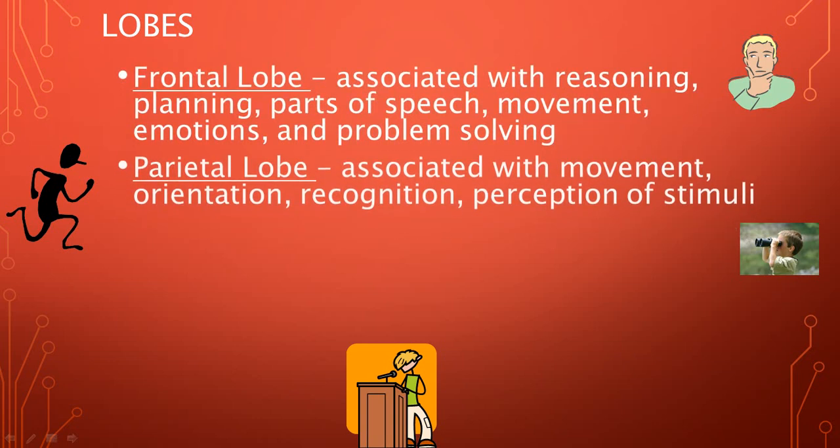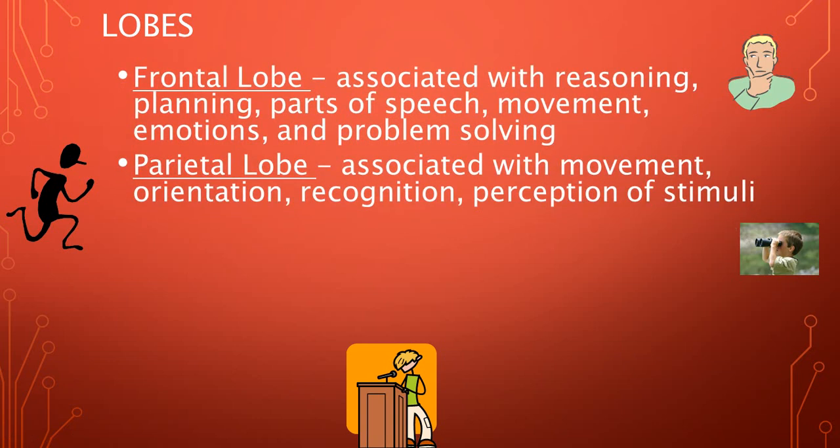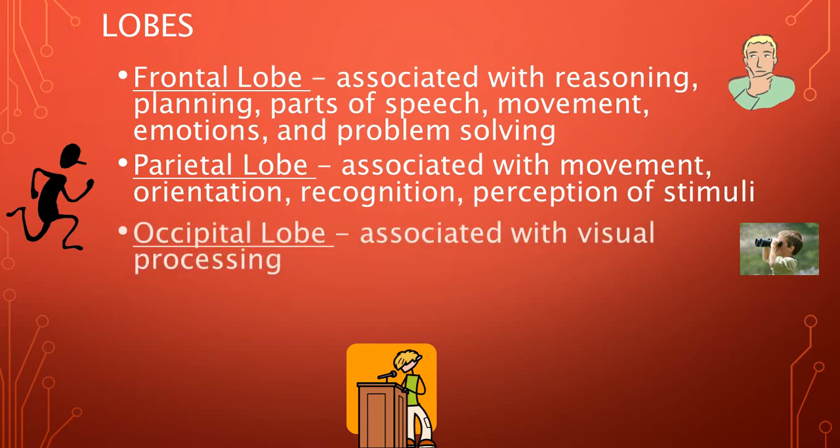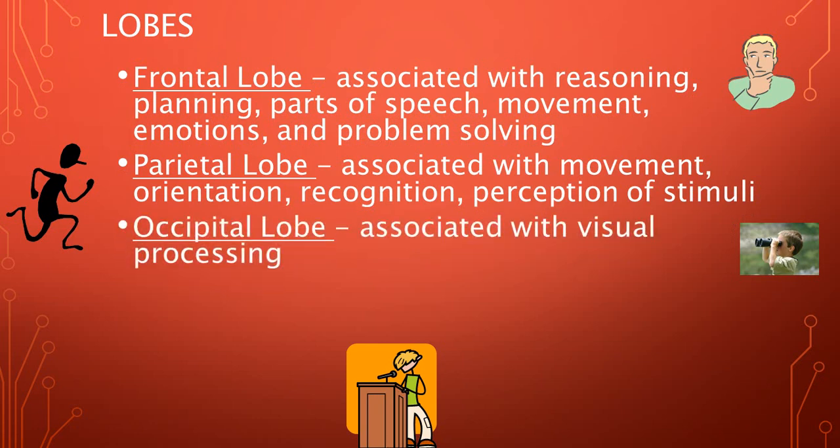Okay. Then we have our parietal lobe, and it's associated with movement, orientation, recognition. There's that memory thing I was telling you about. Perception of stimuli, especially sensory stimuli, the sense of touch. If you poke me in the back, I know you poked me in the back. What about getting stung by a wasp? I know where I got stung by a wasp. I don't have to see the wasp. I know I just got stung on the leg, because I feel it, and I can associate where it happened in my parietal lobe.